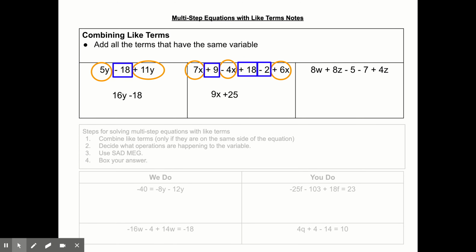Our third example of how to combine like terms involves 5 terms. Let's start with our w's. We only have one, so we can just transfer it down below. If I look at my next variable, I see it's a z. I have plus 8z plus 4z, which is 12z. And boxing in my constants, I have minus 5 minus 7. I call this the Achilles heel of integers because minus 5 minus 7 is the same as negative 5 plus negative 7. That gives me negative 12. So that's combining like terms.